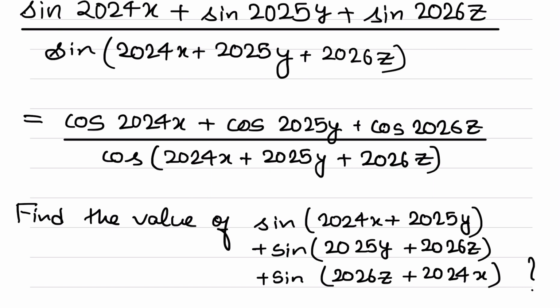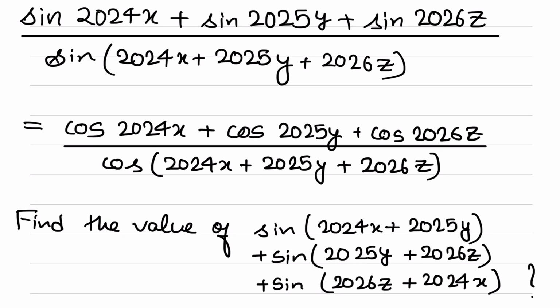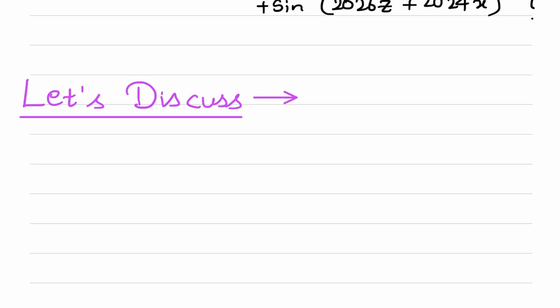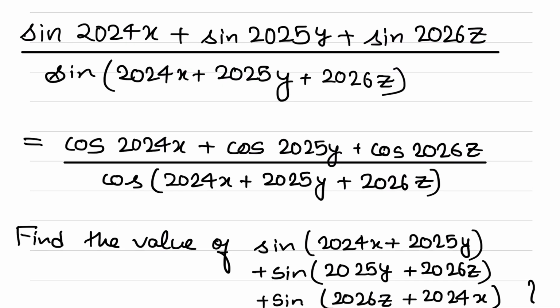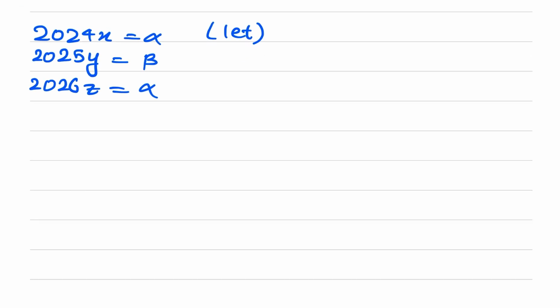Okay, I guess you gave it the proper time. So let's begin solving this. First of all, the terms look a bit cluttered. They look a bit messy. So let me just simplify it a little bit. Let me write 2024x as alpha, 2025y as beta, and 2026z as gamma. So the question now will look much more presentable because these are very big terms that are written here, right? So let me rearrange the problem now.